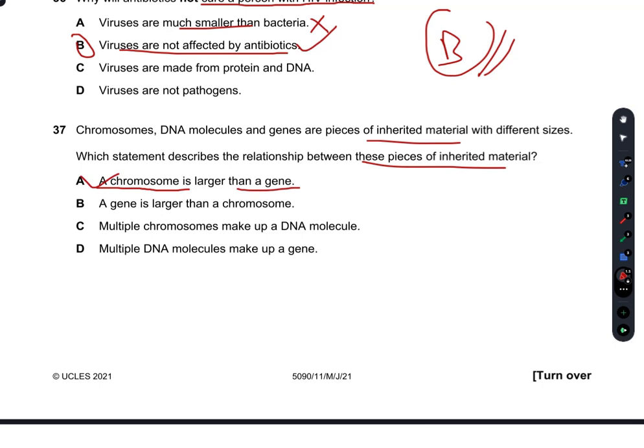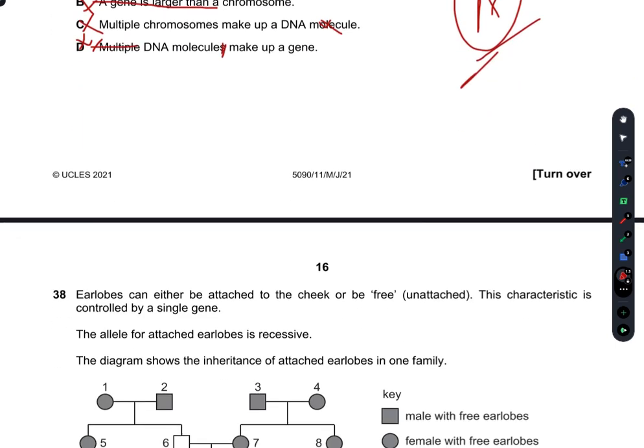A gene is much smaller than a chromosome. Multiple chromosomes make up a DNA molecule. No, multiple DNA molecules make up a chromosome. So this is incorrect. Multiple DNA molecules make up a gene. No, a gene always consists of some section of a single DNA molecule. So B, C, and D are incorrect. Chromosomes are larger than a gene. Yes, we know this. So A is the right option.